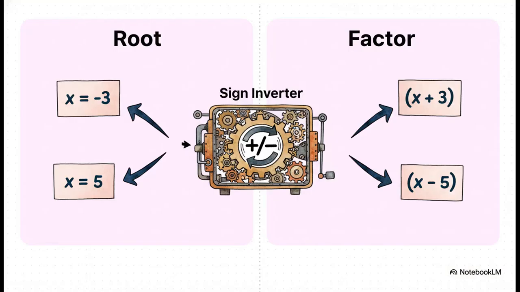This is it. This is, without a doubt, mistake number 1. The sign flip. It's so easy to get this backwards. You have to burn this into your brain. The factor is always x minus the root. So if your root is 5, your factor is x minus 5. If your root is -3, your factor is x minus -3, which becomes x plus 3. You always flip the sign.